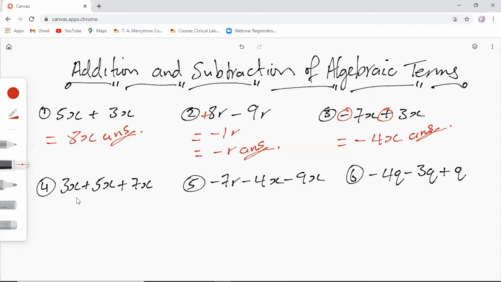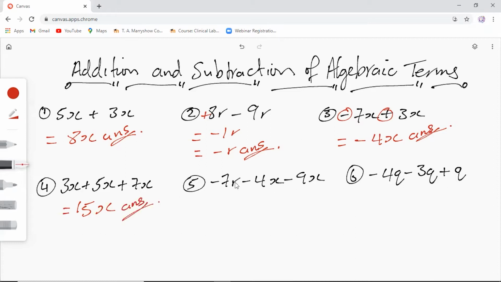Number 4, we have 3x plus 5x plus 7x. All three terms are like terms, so we can just add the coefficients. 3 plus 5 is 8, plus 7 is 15. So that's 15, and then we just transfer the x, 15x. Okay, so that's the answer, quite simple.